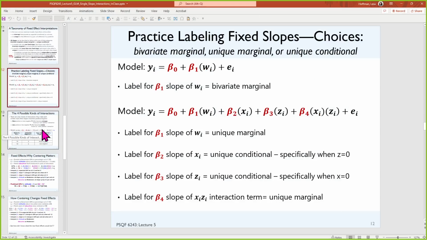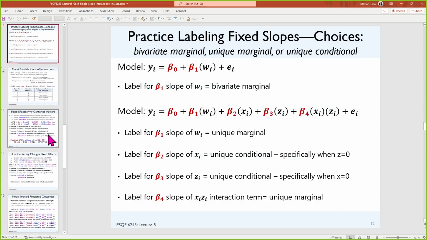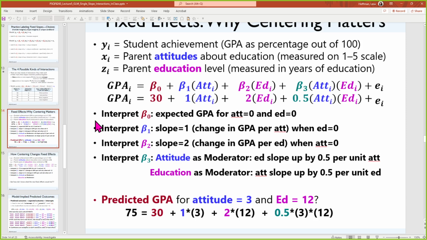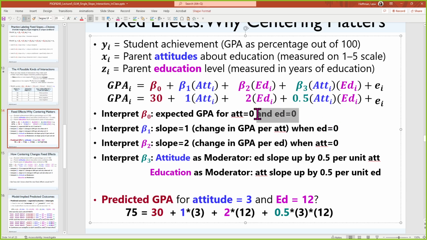This is the version of the PowerPoint where I was typing in last time, so we have that one as well. So here's the 4 kinds of interactions. We practiced that. And we went through another example looking at the effects of attitudes in education. Do you remember this before, maybe? This was a demonstration as to why centering matters, because the intercept is specific to when the predictors are 0.